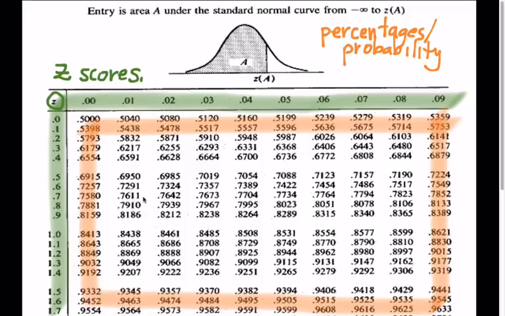That corresponds to the two different problem types. In the first problem type, where we know the value of the variable and we need a percentage, we would be going from z-score to probability. In other words, from the outside of the table to the inside of the table. For problem type 2, where we know the percentage and we want the value, we're going from percentages to z-scores. And so we're going from the inside of the table to the outside of the table. In our example, which way do you want to go? What do we know and what are we looking for?